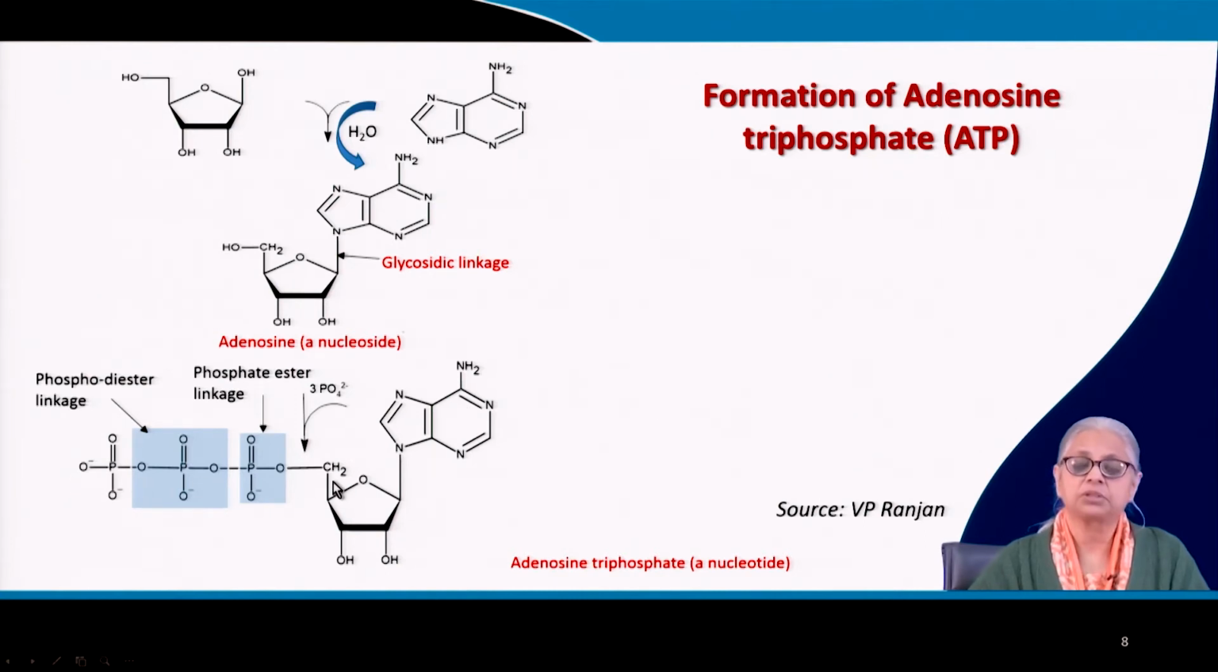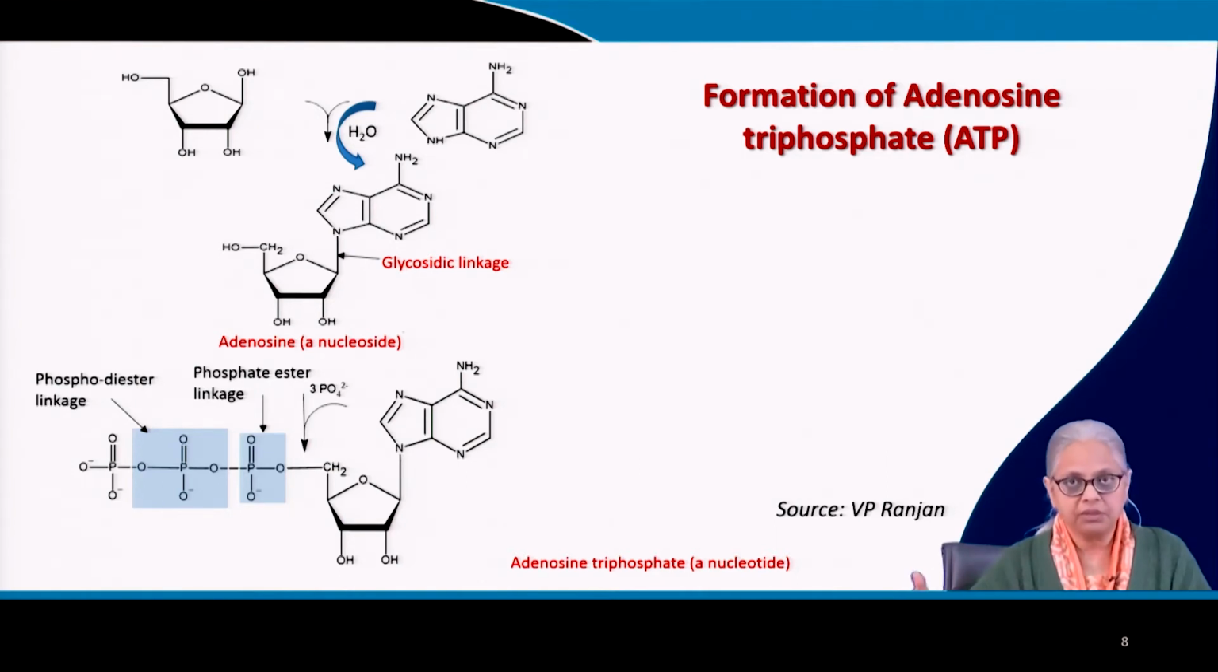Phosphate is attached at the C5 position. So the first phosphate is what gives us adenosine monophosphate. That is a low energy bond. So this particular bond between phosphate and C5, carbon on the ribose, is a low energy bond. The remaining 2 phosphates are linked to each other by phosphodiester linkages. Both of them are high energy bonds.